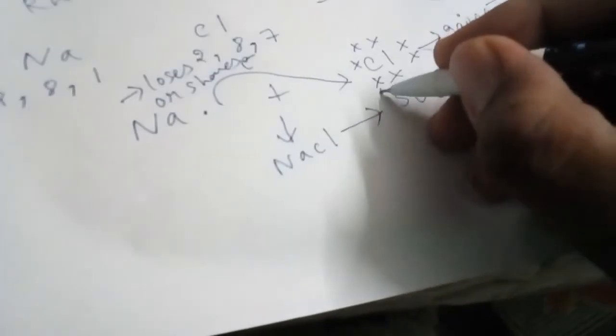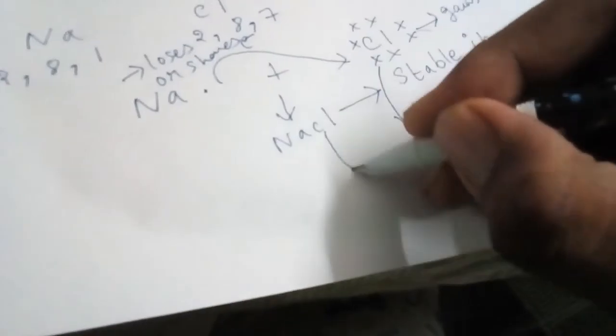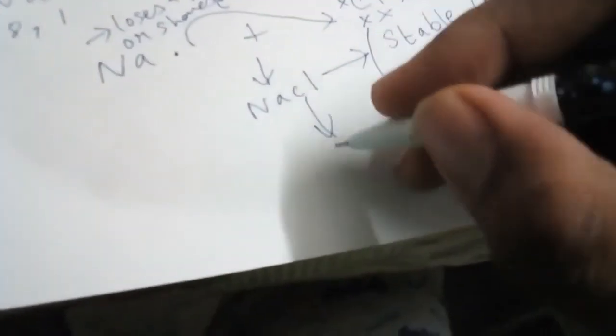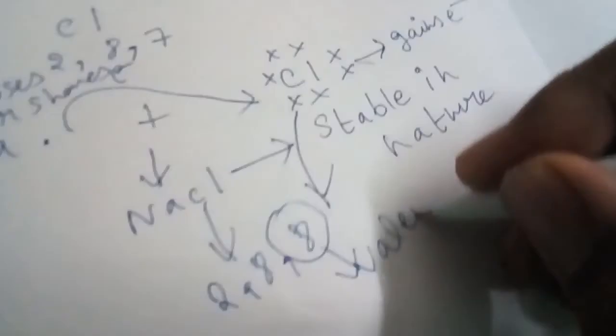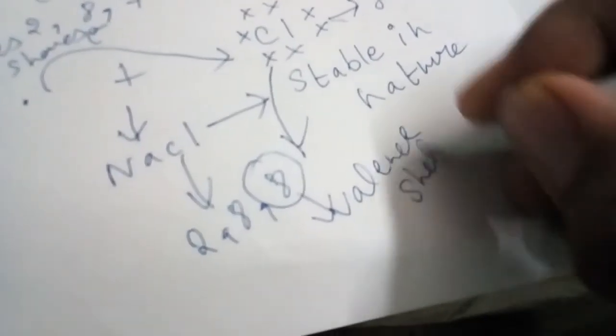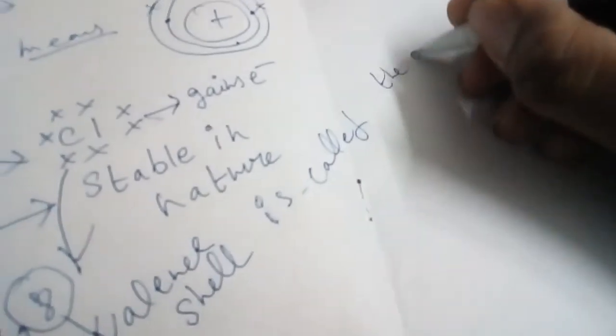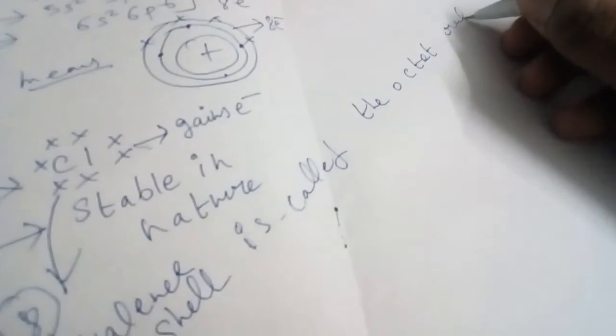Now the valency of chlorine. Here the electronic configuration of chlorine becomes 2, 8, 8. These 8 electrons in the valence shell are called the octet rule.